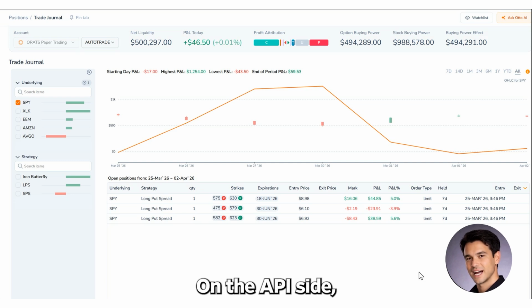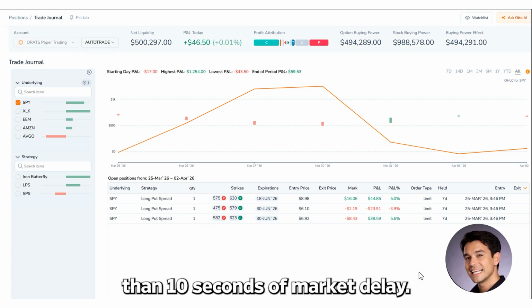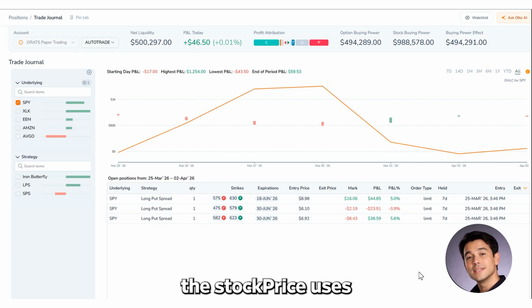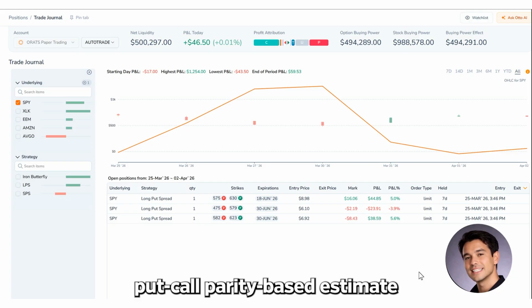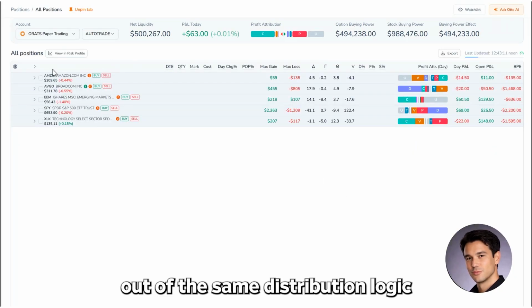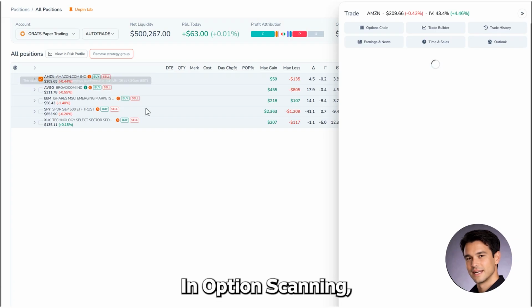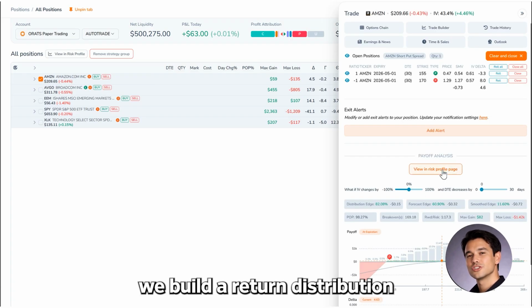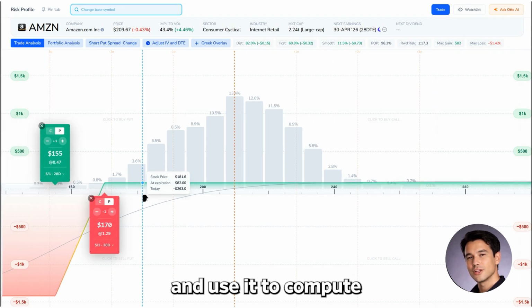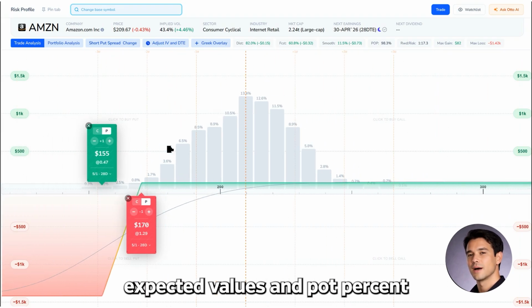On the API side, our live data endpoints provide real-time calculations with less than 10 seconds of market delay. For API users querying live data, the stock price uses a put-call parity-based estimate to avoid exchange fees. Risk in ORATS grows out of the same distribution logic we use to rank trades. In option scanning, we build a return distribution from long history, normalize it across volatility regimes, and use it to compute expected values and POP percent.